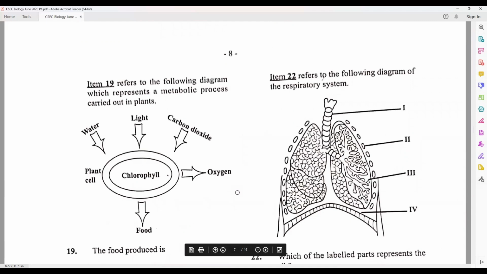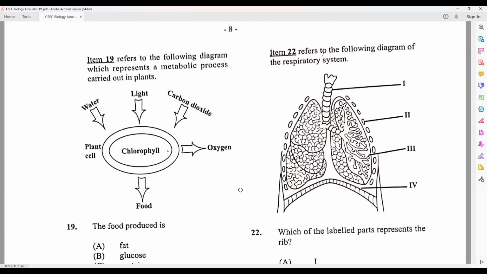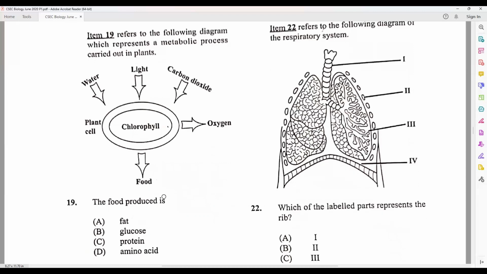Item 19 refers to the following diagram, which represents a metabolic process carried out in plants. We have water, we have light and carbon dioxide. Those are the reactants of photosynthesis, and the output is oxygen and glucose, which is B.